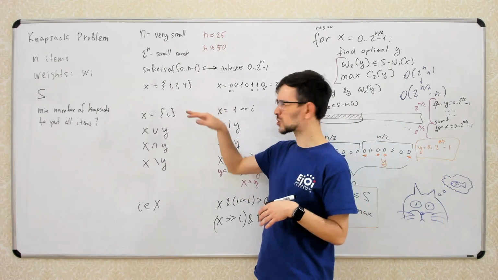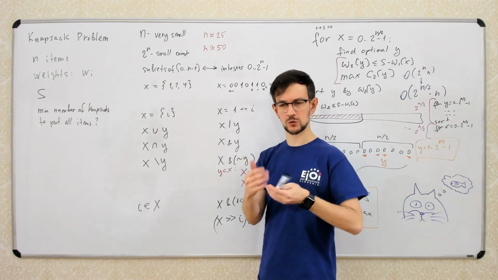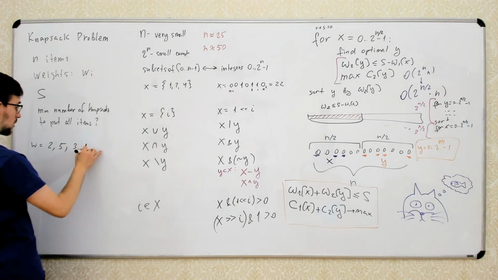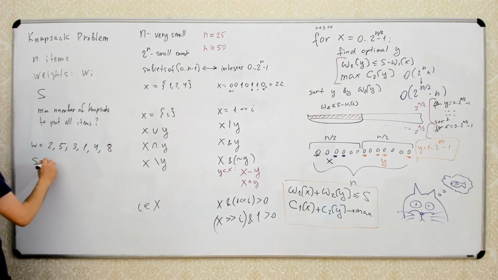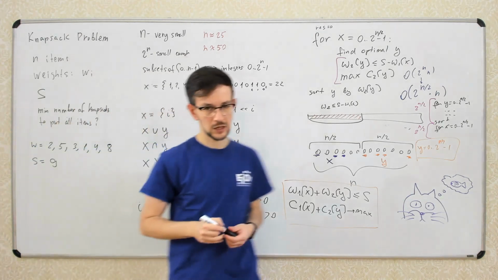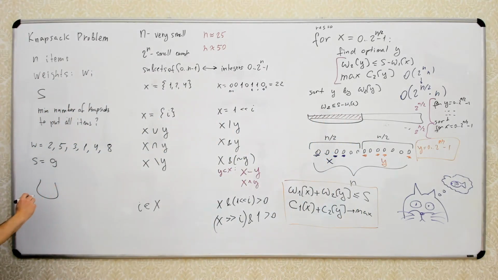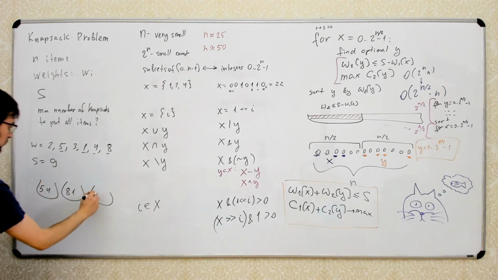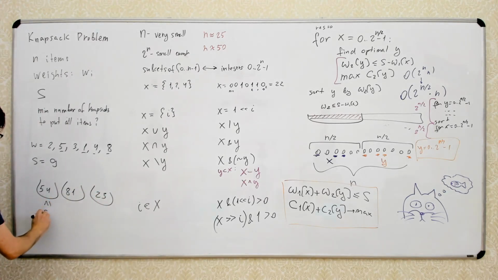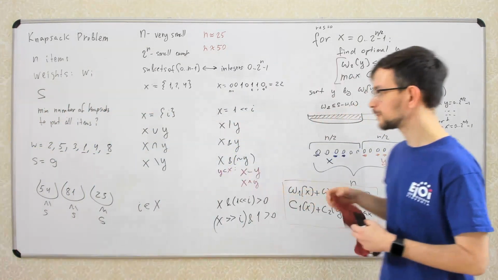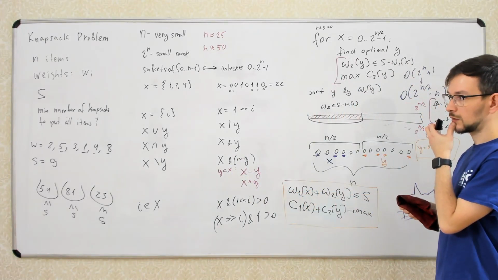Again, there is no cost, there are just items. So you want to minimize the number of knapsacks. So let's say we have weights equal to 2, 5, 3, 1, 4, 8, and s equal to, let's say, 9. Then you may, for example, put items 5 and 4 here, items 8 and 1 here, and items 2 and 3 here. Why not? So in each knapsack, the total sum is no more than s. That's the problem.